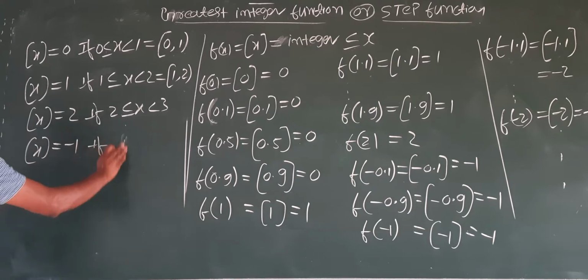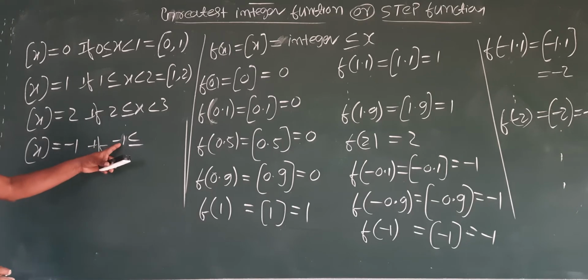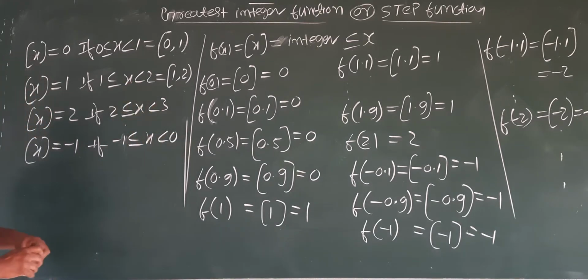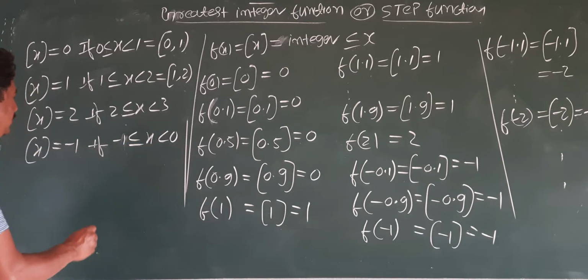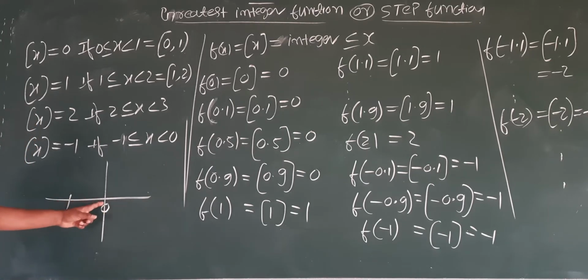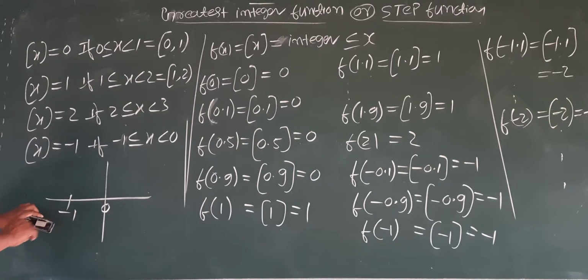When does it become minus 1? If x lies between minus 1 and 0. Is minus 1 included or not included? Included. From minus 1 to 0. Don't include 0, because if you give 0 you will get 0. Look at the graph: from minus 1 to 0, whatever number you give, you get minus 1. Correct? Minus 1 to 0, yes, correct.